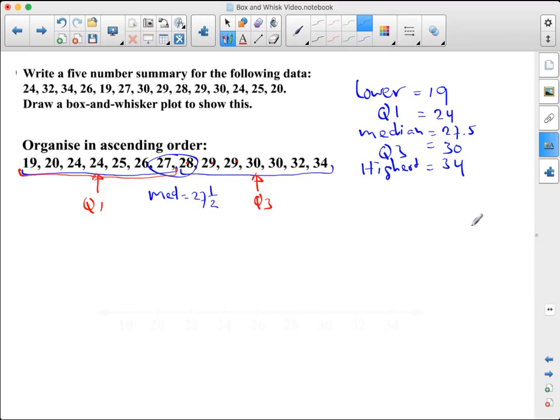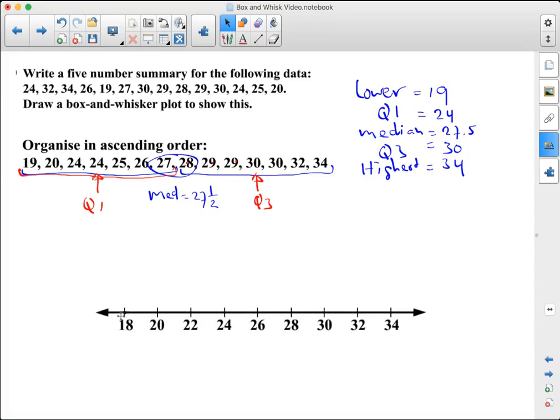Now I can draw the box plot, and the box plot goes on top of a piece of number line. Number line as you know it, and the number line I need goes only from around 19, a bit lower than 19 because I have the lower value, up to around 34. And I can just put those values in. The lower value is 19, so that would be here. I'm going to put a dot there because that's the end of a whisker. The highest value is 34. Another dot goes there because that's the end of the other whisker.